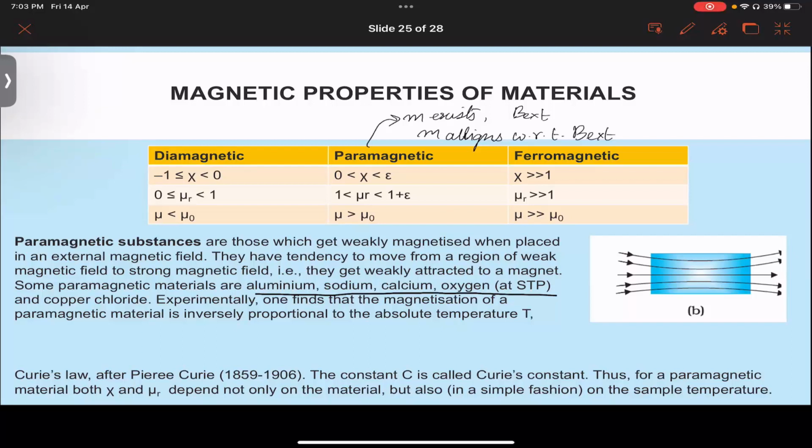With experiments, people have found that the magnetization of paramagnetic materials is inversely proportional to the temperature. So if you increase the temperature, your magnetization is going to reduce. At low temperatures, paramagnetic materials can get magnetized. We can write this as M = C B_0 / T, where C is the Curie's constant.